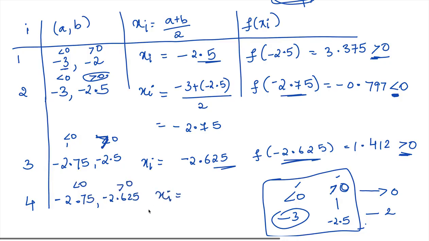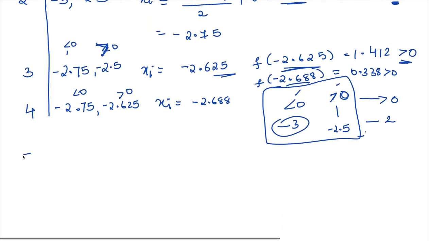Now what will be our xi? Minus 2.75 plus minus 2.625 divided by 2, which is minus 2.688. Now we'll find f of minus 2.688, which is 0.338, greater than 0. So this value is again greater than 0. So we will take the less than 0 one from our previous interval, which is minus 2.75, and we are going to include this minus 2.688.